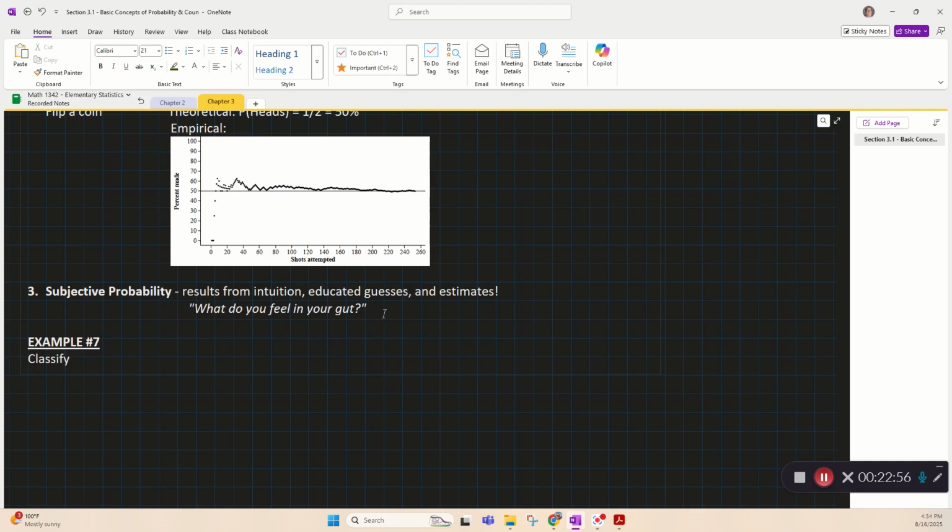Classify the following as one of the three types of probability. A, the probability that you will get an A on your next test is 0.9.